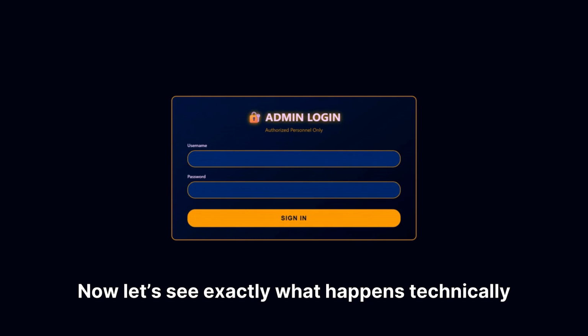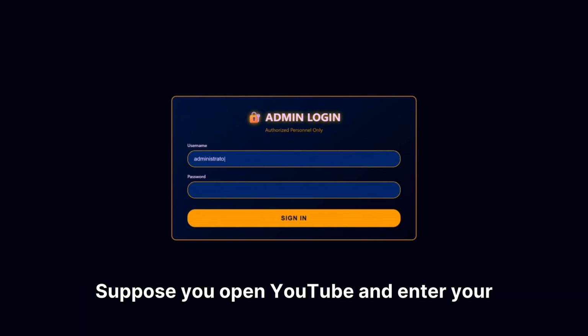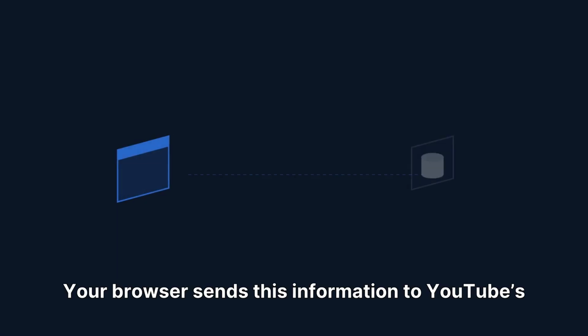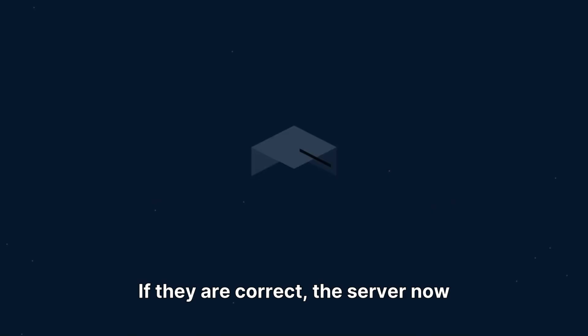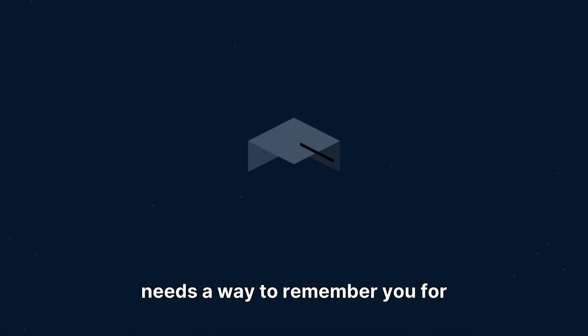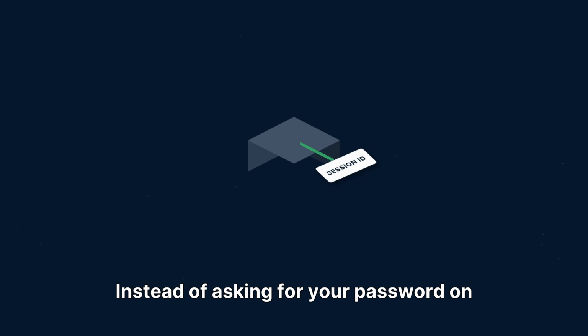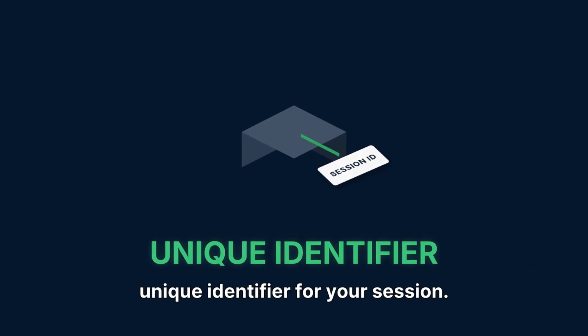Now let's see exactly what happens technically when you log into a website. Suppose you open YouTube and enter your username and password. Your browser sends this information to YouTube's server. The server checks the credentials. If they are correct, the server now needs a way to remember you for future requests. Instead of asking for your password on every single page, the server creates a unique identifier for your session.